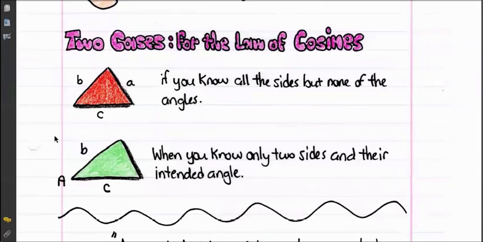That's the first case. The second case is when I know two sides and the included angle only. I don't know the opposite side and I don't know the other two angles. So if I only know two sides and their included angle, that's the second case when I have to use the law of cosines.